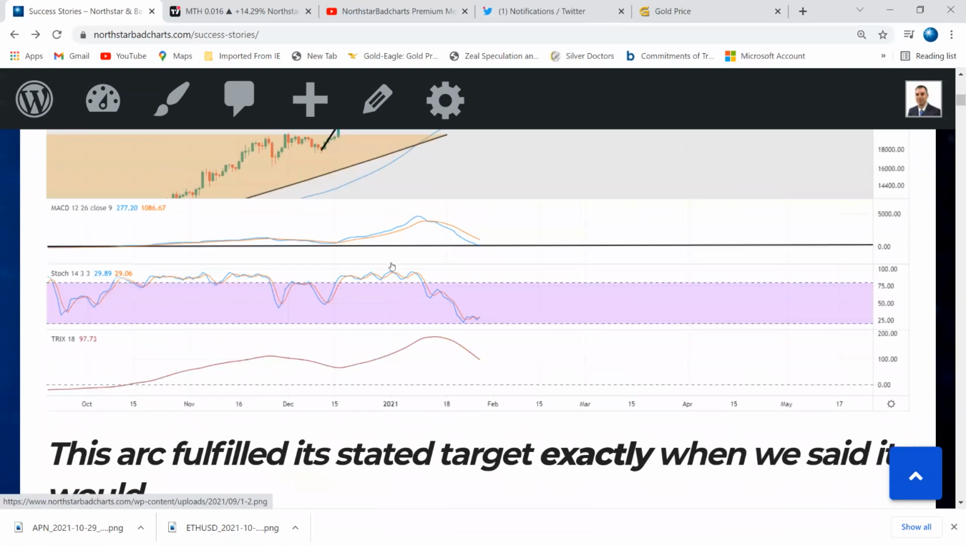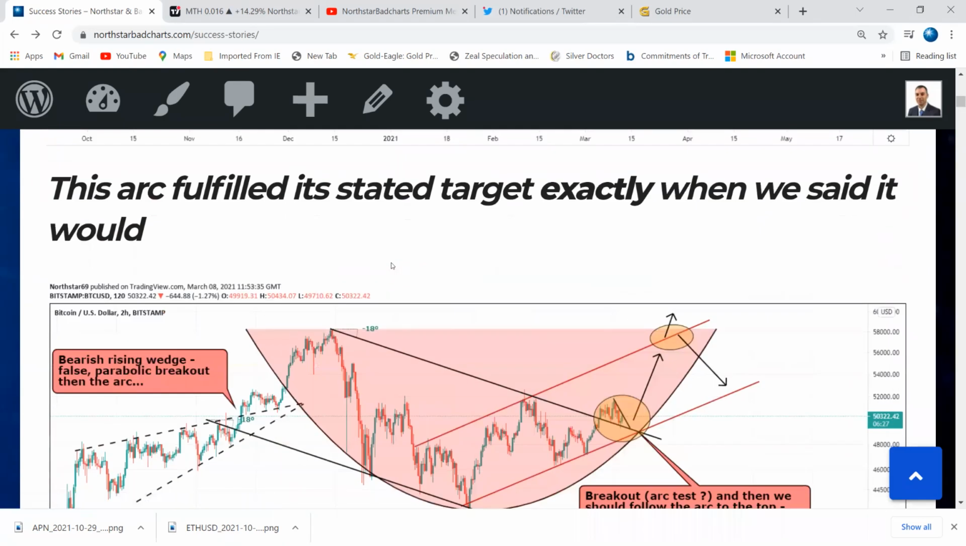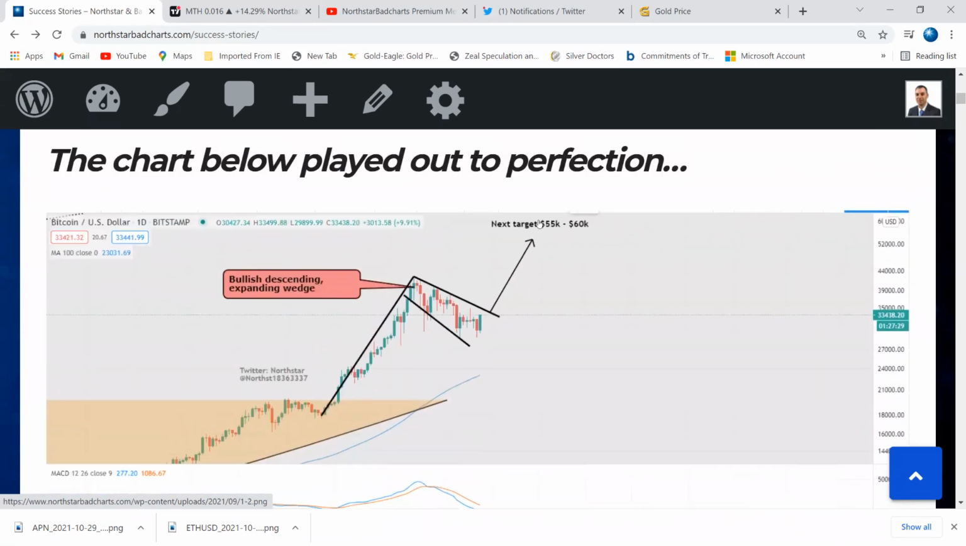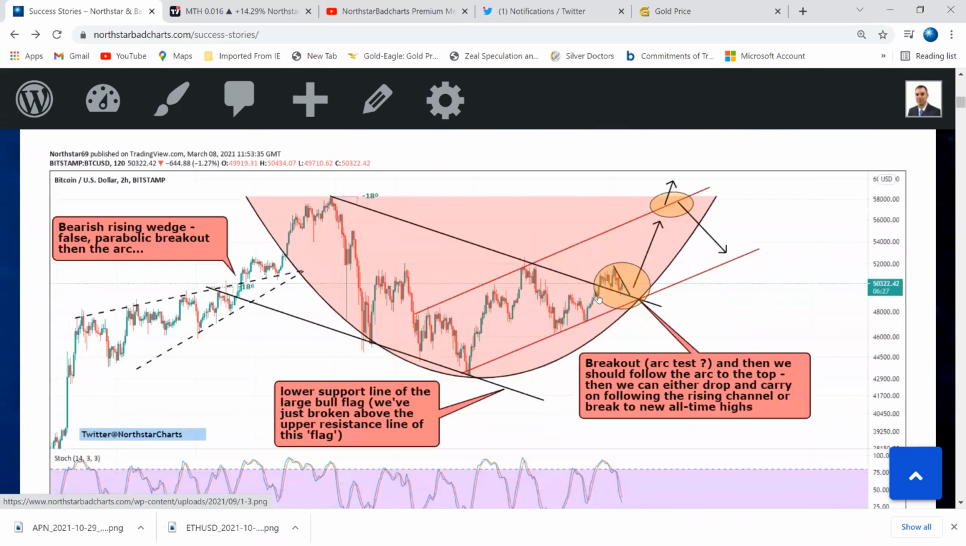This arc here fulfilled its stated target exactly when we said it would. And so price advanced to, well, it was around $58,000 there, and that forecast was fulfilled. And then we pulled back, as you do after you've hit a major target like that. We formed yet another bullish arc pattern, and price at the time was around $40,000 to $50,000. Actually, it says on the right-hand scale.